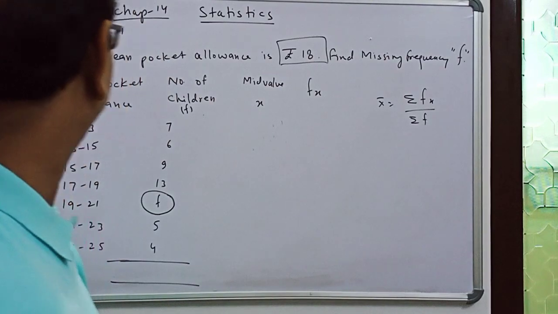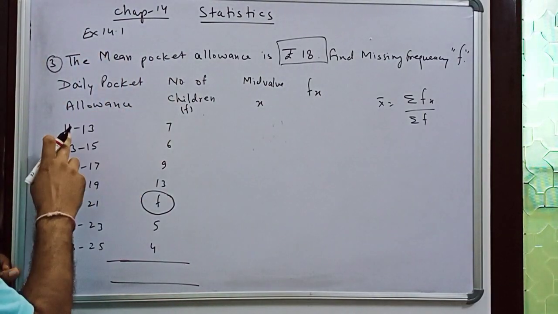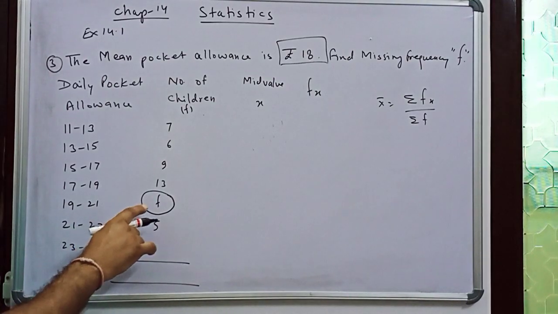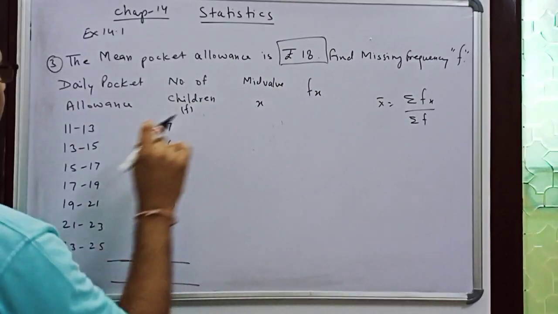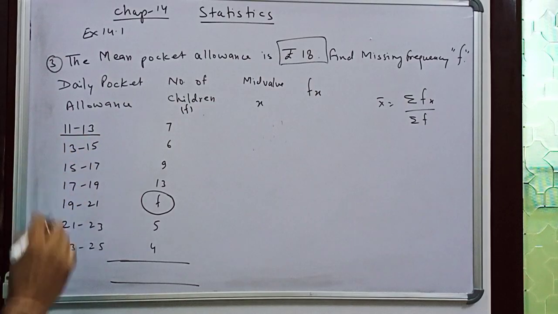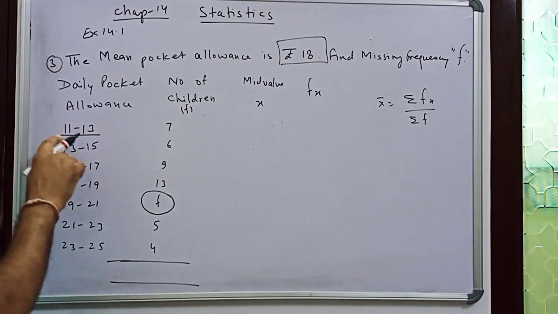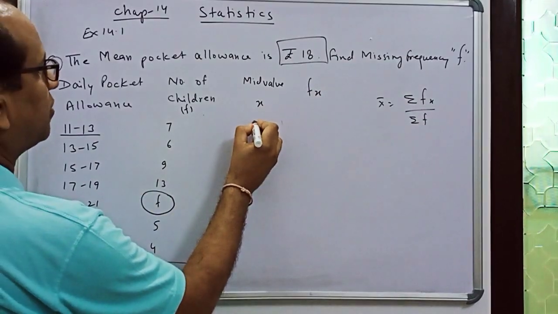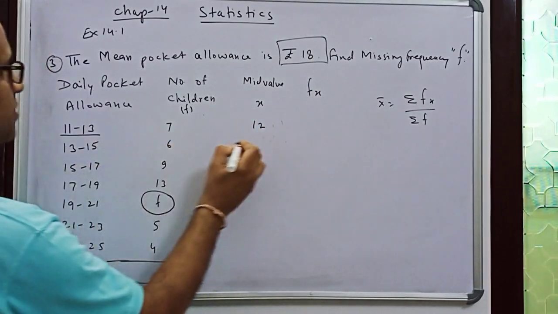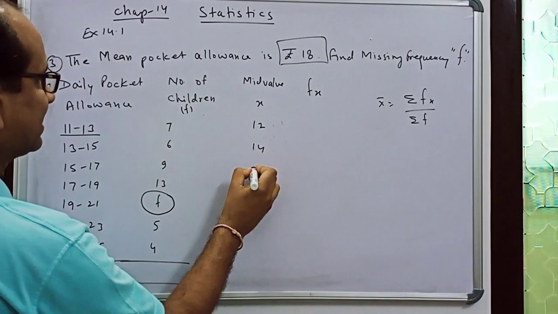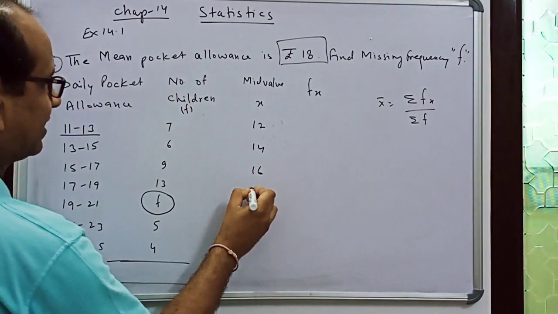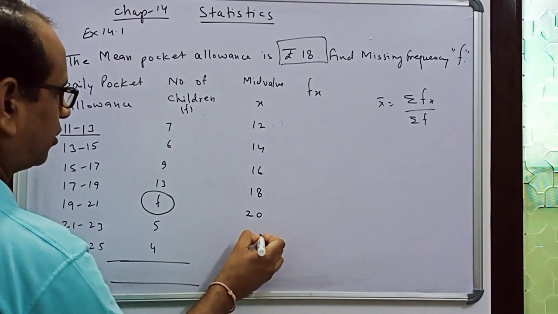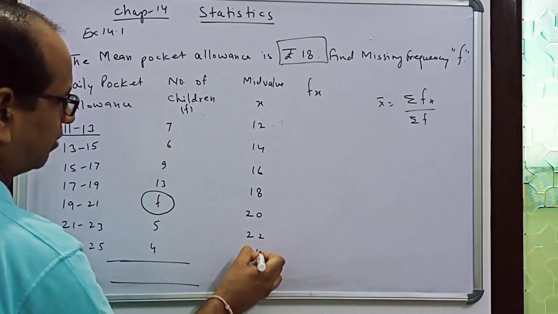Now, starting with the method, this is the class interval and this is the frequency. In that, one frequency is missing. So now we will calculate the mid value. The mid value of the first interval will be 11 plus 13, that is 24, so it will be 12. This will be 14, 16, 18, 20, 22 and 24.